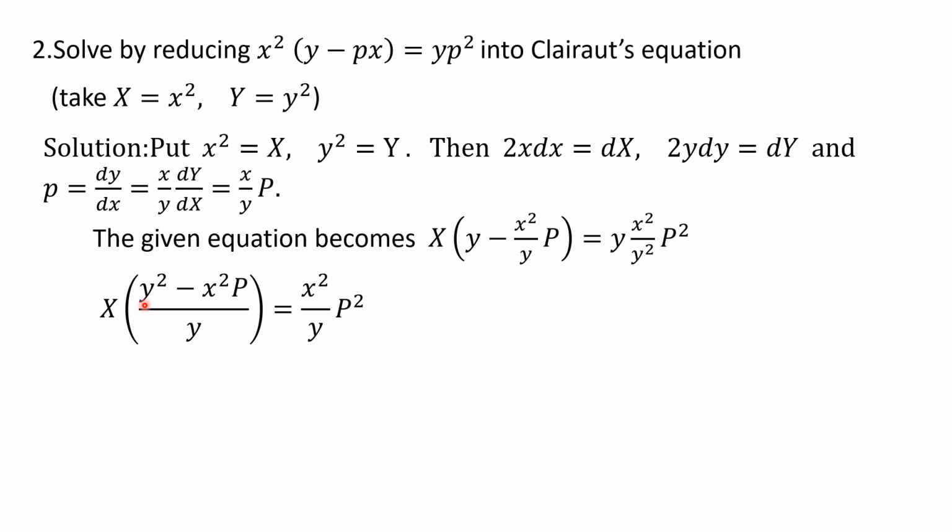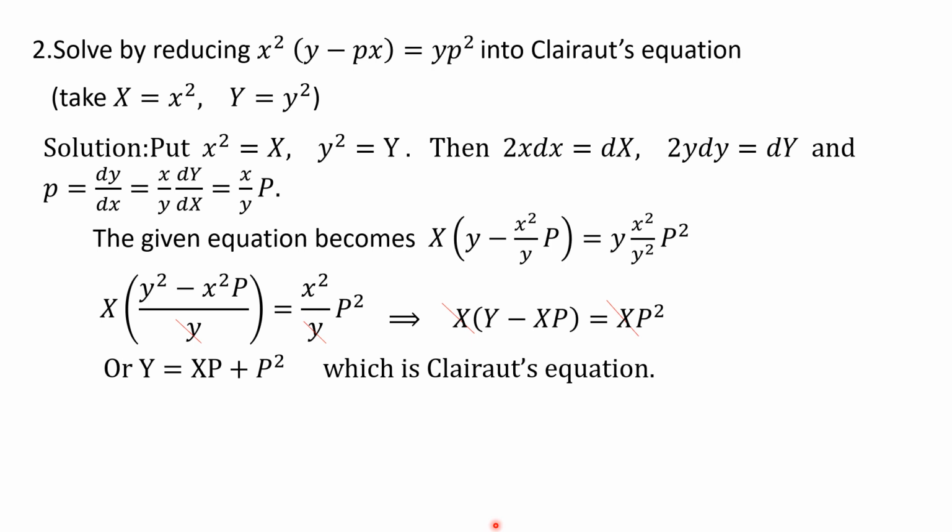So here y square I can substitute as capital letter Y and x square is capital X. And y we can cancel on both sides, and this again x square we have, that is also the new variable X. So that means we get x into y minus xp is equal to xp square. Correct? Then x gets cancelled on both sides, y minus xp equal to p square, or y is equal to xp plus p square.